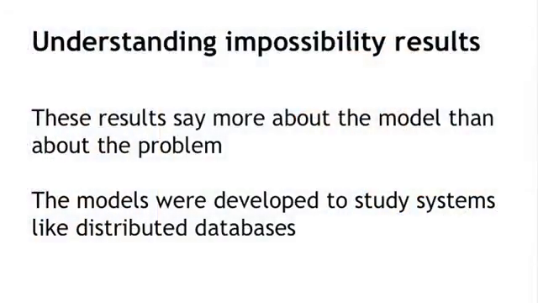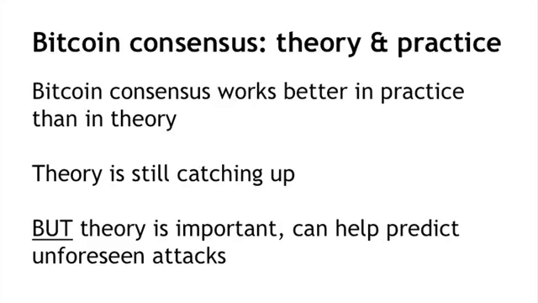But here's the interesting thing. These impossibility results were proved in a different model. They were intended to study distributed databases, and this model doesn't carry over that well to the setting that Bitcoin operates under. So what these results really tell us more about is the model than about the problem, in fact. And what Bitcoin does is that it violates a lot of the assumptions that go into these models, and because of that, consensus in Bitcoin ironically works better in practice than in theory.